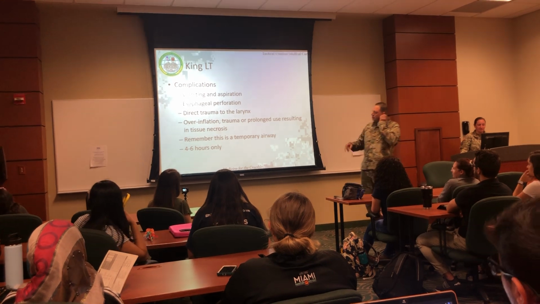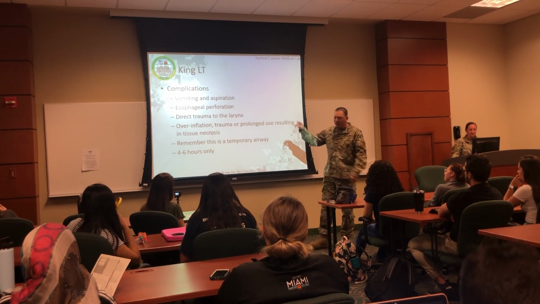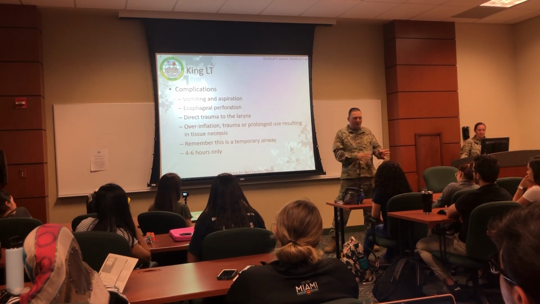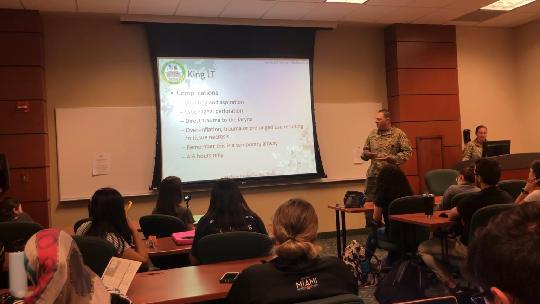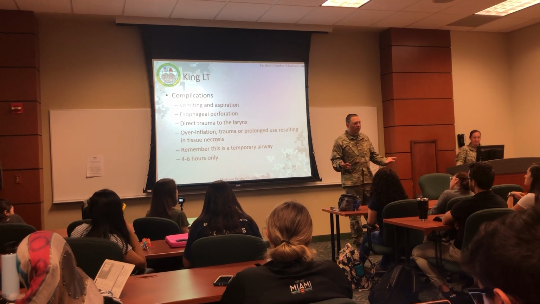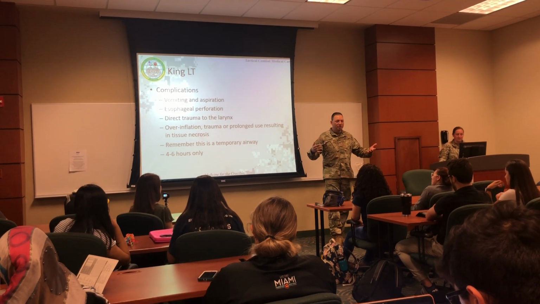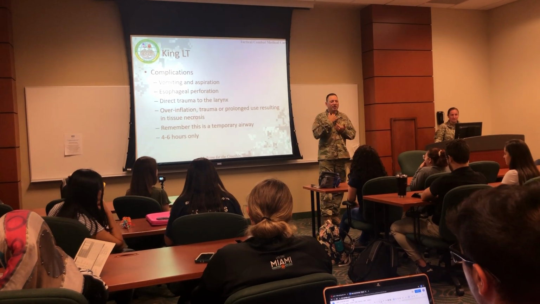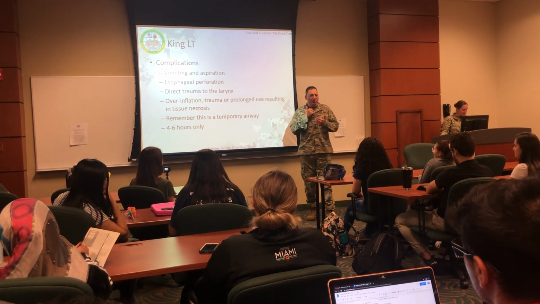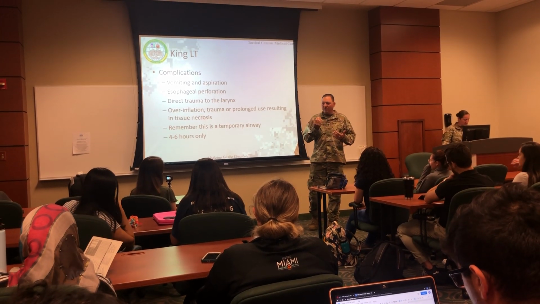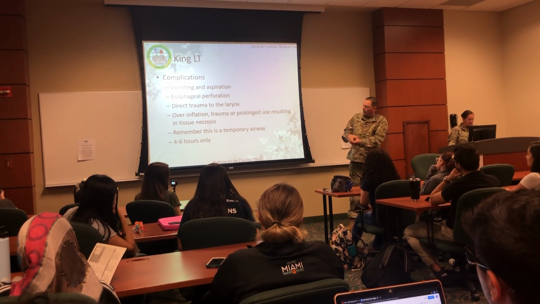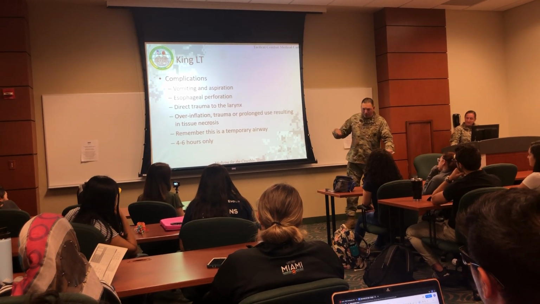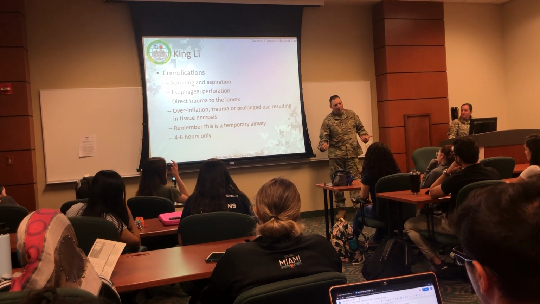Okay, complications. We're going to talk about complications once I have the definitive airway established with the King LT. Let's say your patient becomes conscious all of a sudden. The minute they become conscious and that airway is lodged in place, they're going to want to vomit. Immediately, you would have to retract the air from the bowl, pull it out, and have them turn to the side so they can vomit.